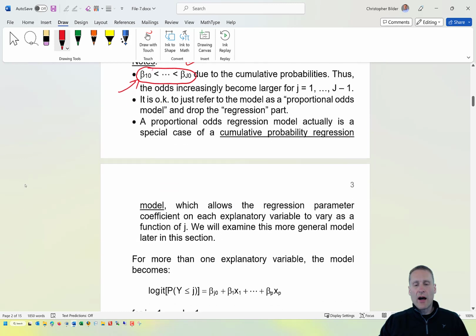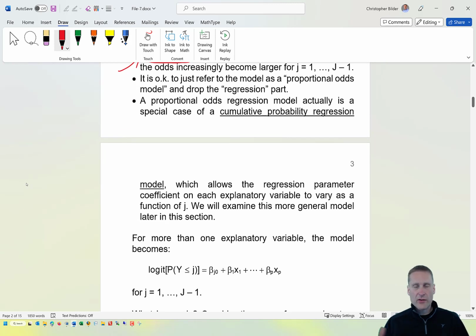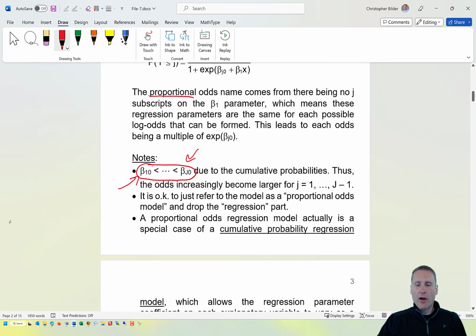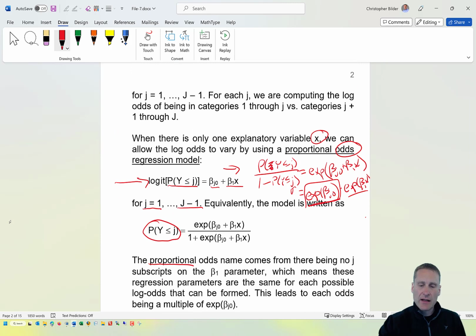Now, these proportional odds regression models are part of, you could say, a larger family called cumulative probability regression models, where the focus is on modeling cumulative probabilities rather than directly the probabilities themselves, like what we've always seen before. And so there are cumulative probability regression models that allow for a subscript j to be in there with that beta 1. We will talk about those later on in the corresponding chapter. They can have some problems with them, so that's why I'm going to delay talking about them until later.